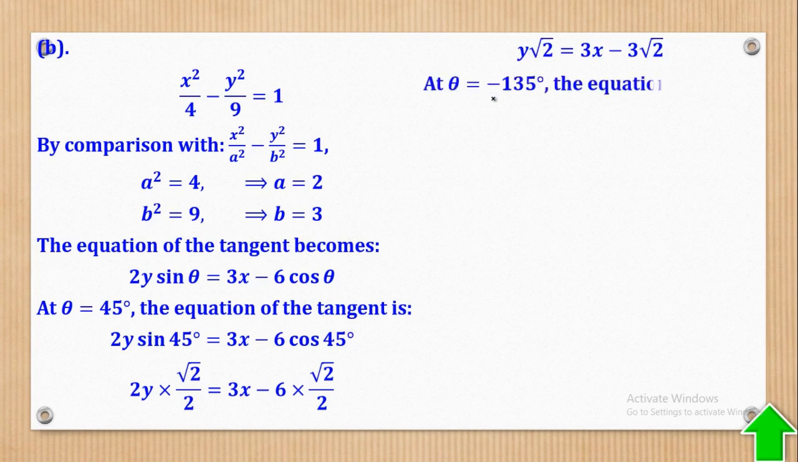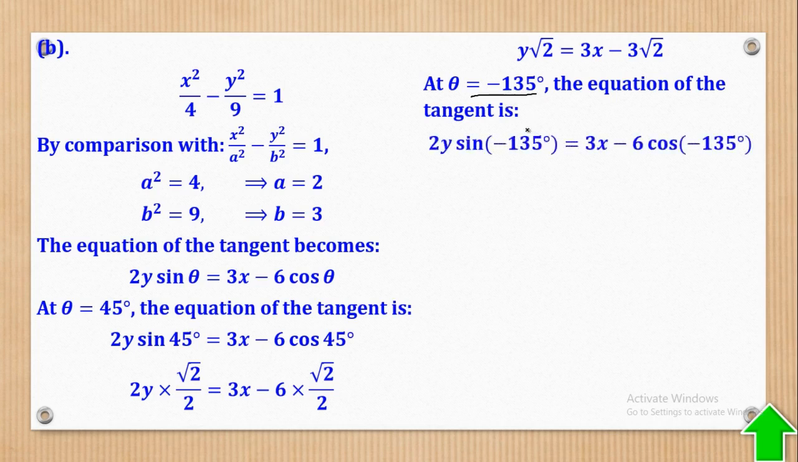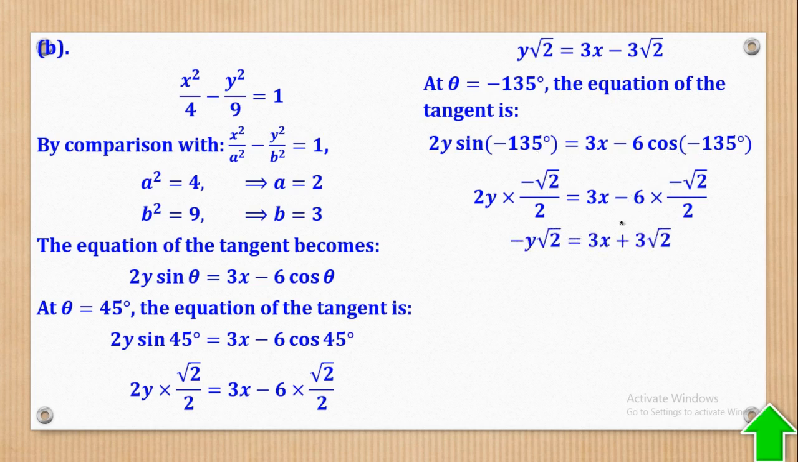Now what about when theta is negative 135 degrees? So where there is 45, we shall replace it with negative 135 degrees to give you that. Now sin negative 135 degrees is negative root 2 over 2, and cos negative 135 degrees is equal to negative root 2 over 2. So simplifying gives you that, then making this one positive, you'll come up with this as the equation of the tangent. So those are the two equations of the tangent.